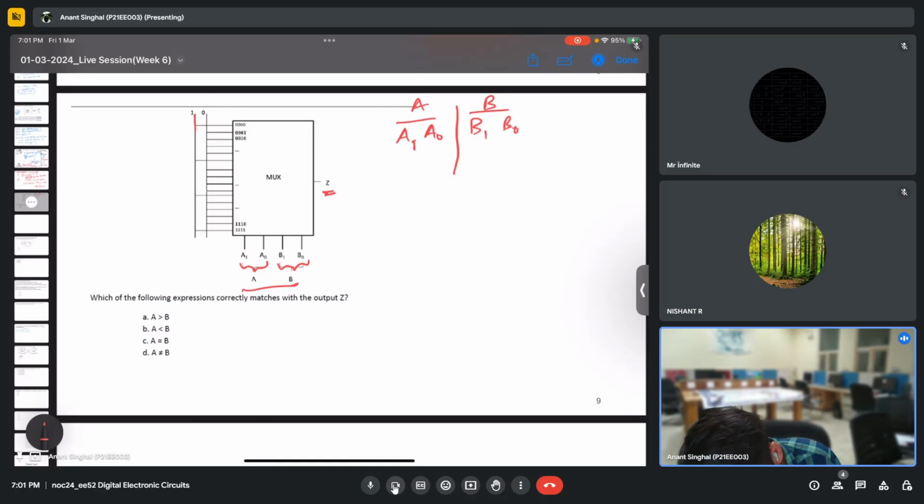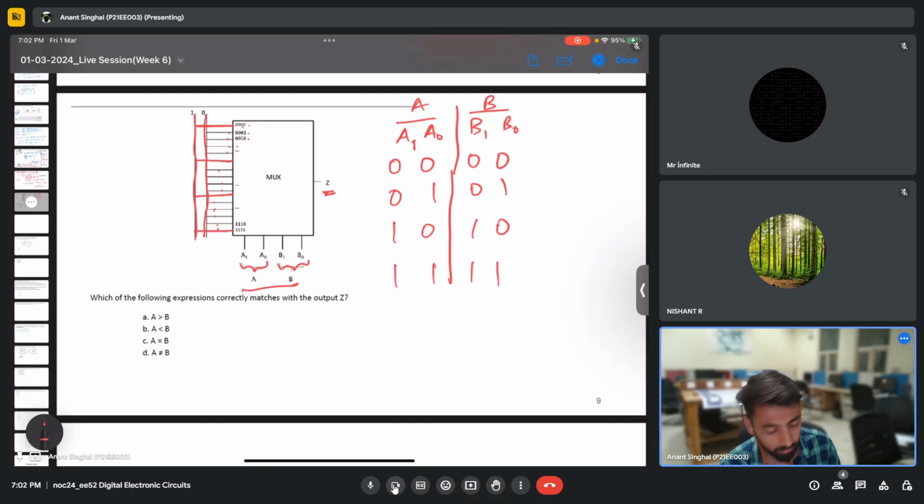There are two lines you can see. This is the 1 line, this is the 0 line. Z will be 1 when all the ones are connected. So 0 is connected, then 0, 1, 2, 3, 4, 5. So 5 is connected to 1, so I'm writing 0, 1, 0, 1. Then 6, 7, 8, 9, 10 is connected, which is 1, 0, 1, 0. And 11, 12, 13, 14, 15 is connected, which is 1, 1, 1, 1.